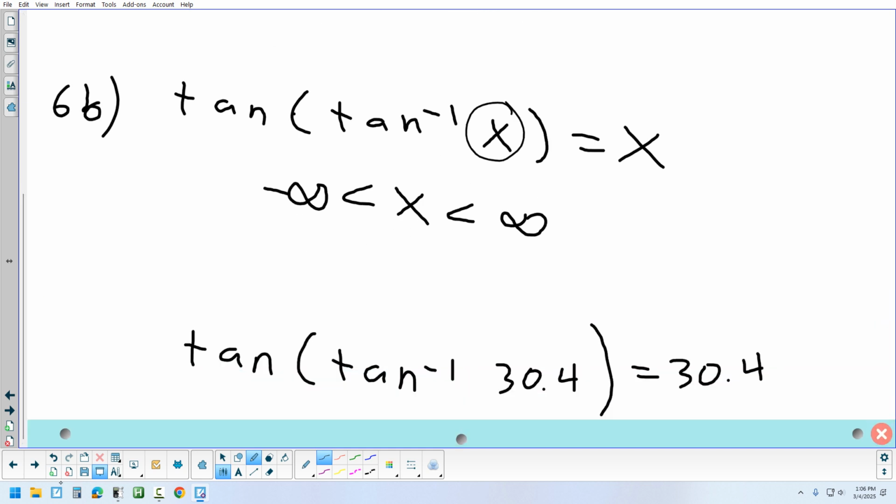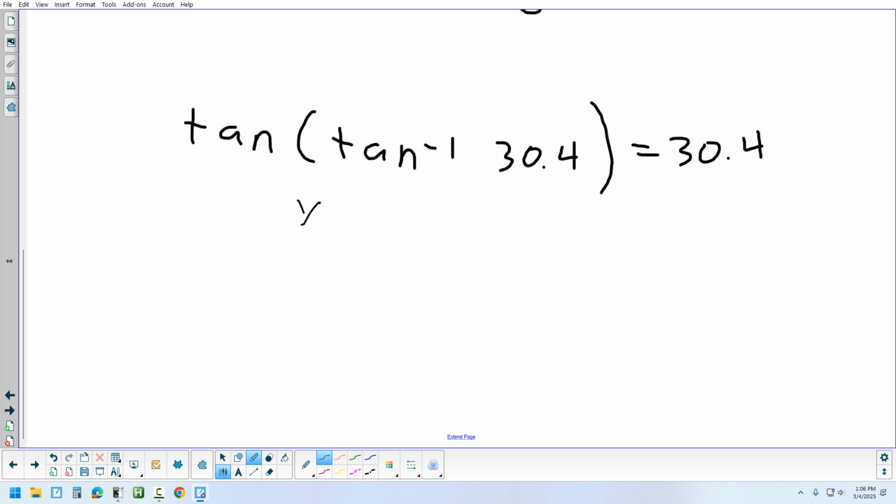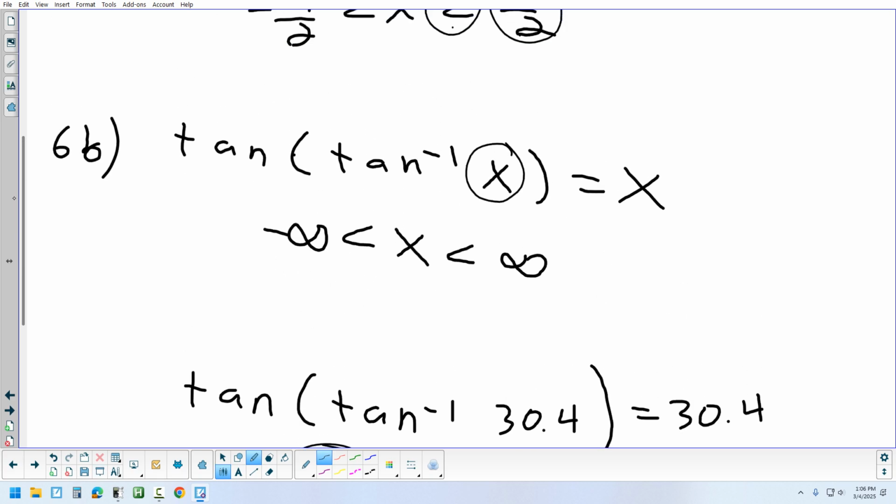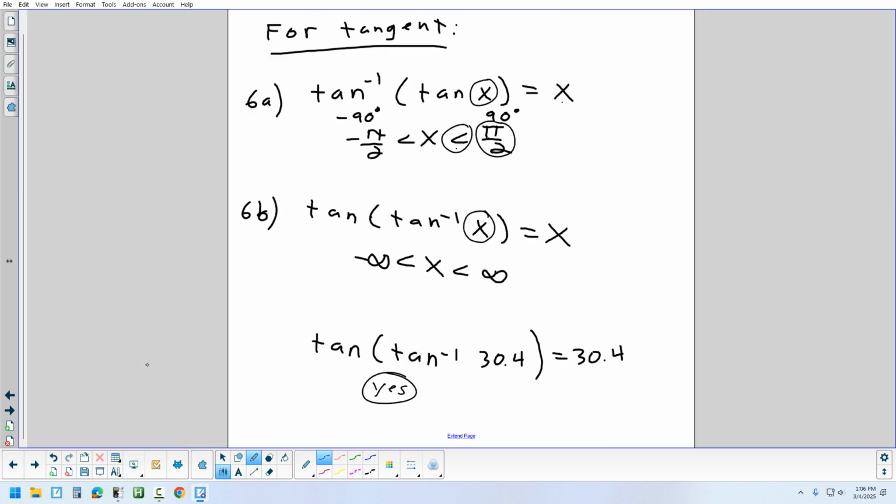So how about that one? It'd be correct. Of course it's correct, right? Inverse is on the inside. As long as you pick any number, it's going to work. So that one always works. Any questions on those two? No. Okay, you don't have to know that this is 6a and 6b. That's just the formula your book uses. Just the name they call it.